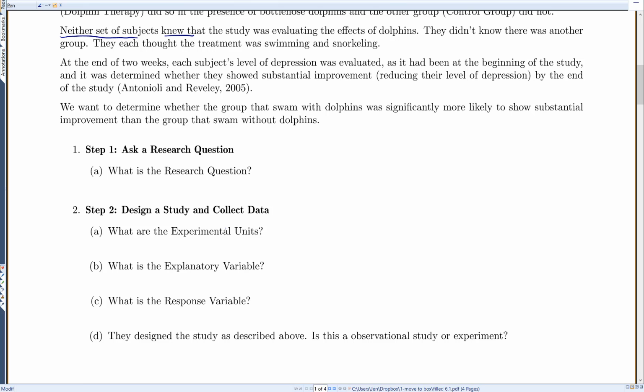So step 1 is ask a research question. So what is the research question that we are talking about right now? We want to know whether swimming with dolphins improves depression. Step 2 is design a study and collect data. Now we do all this designing before we ever see any of the data. Okay. So first thing we'll ask is what should we use for our experimental units? These would be the individual people.